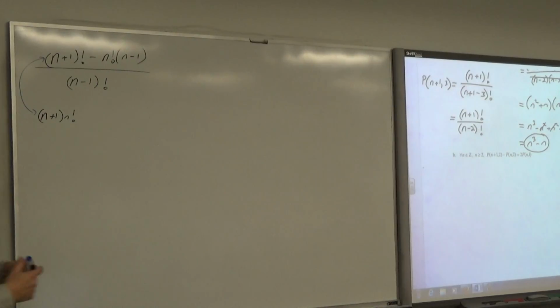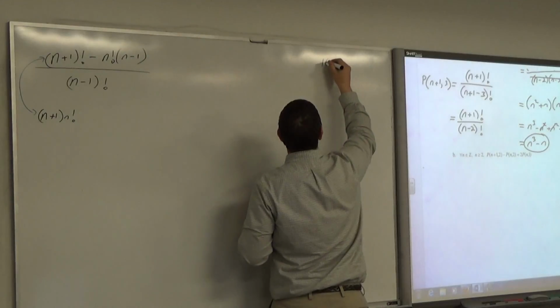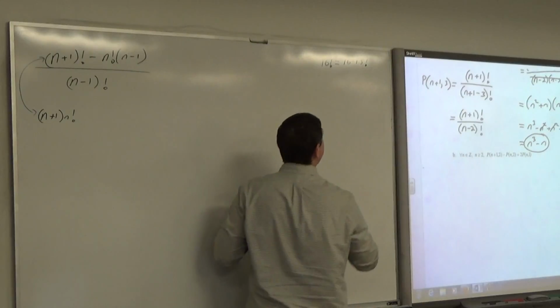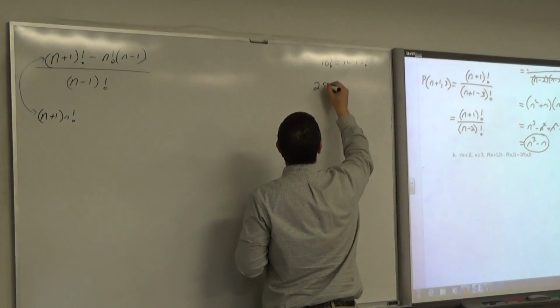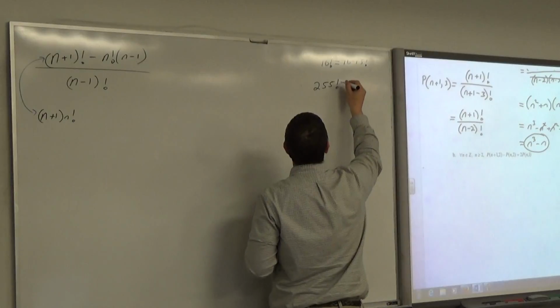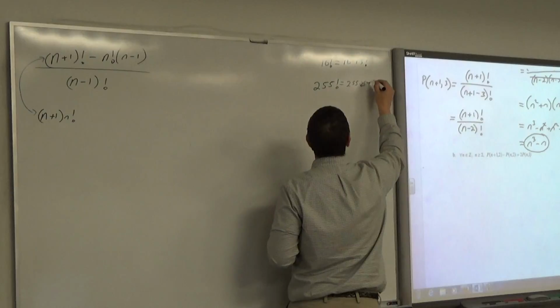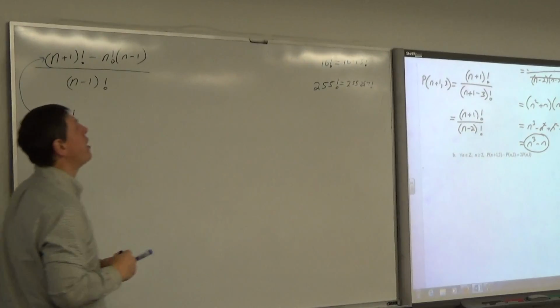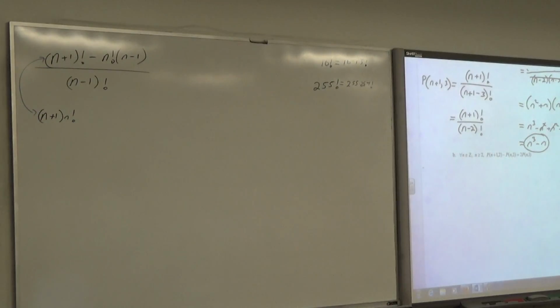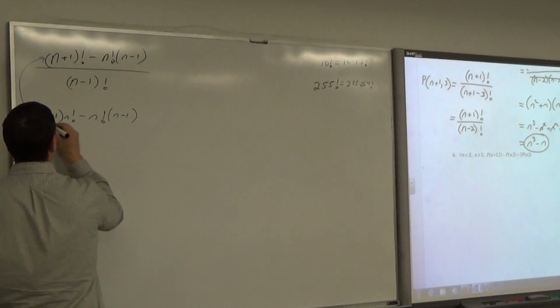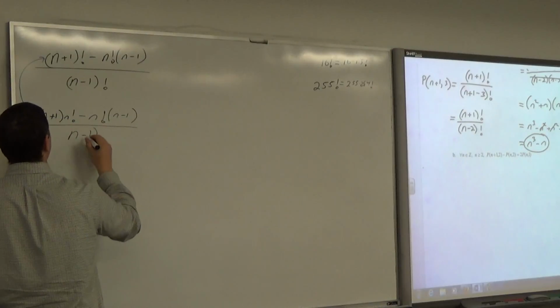If I had 16 factorial, wouldn't that be 16 times 15 factorial? If I had 255 factorial, that would be 255 times 254 factorial. All I'm doing is splitting off the highest factor. Does that make sense to everybody, guys? Completely legal. I'm not trying to pull any hocus pocus. Minus N factorial times N minus 1, sorry, divided by N minus 1 factorial.